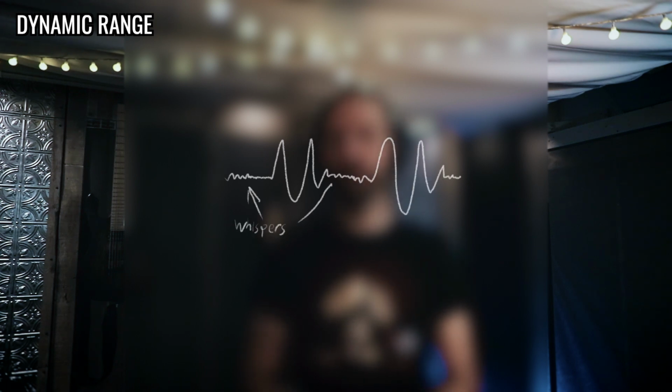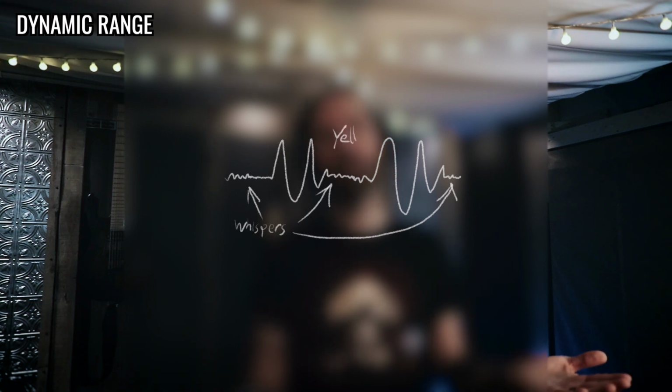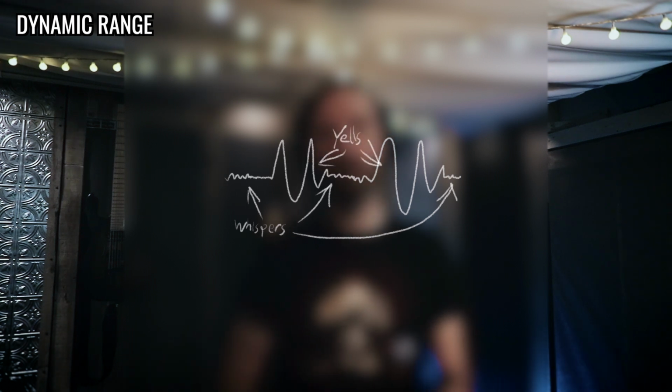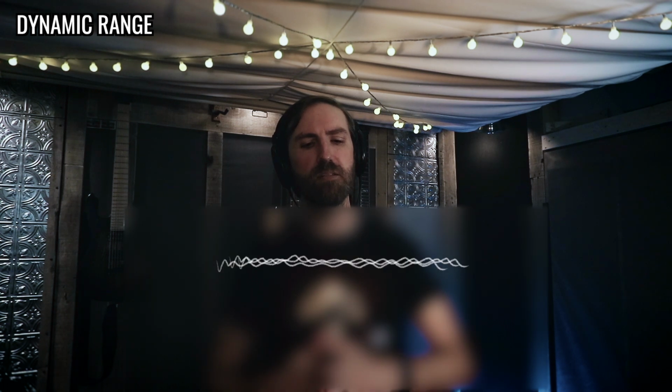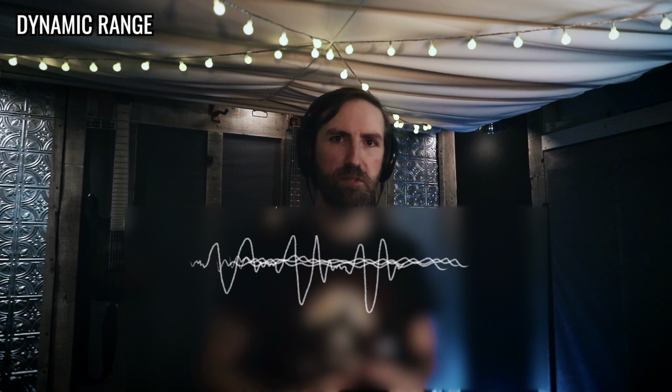Another example of a recording with a high dynamic range would be something like a recording of a human voice going from a whisper to a scream. The whisper is going to be quite a bit quieter than the scream. Too much dynamic range can be a problem if we're trying to balance different elements in a mix because it's kind of like trying to hit a moving target.